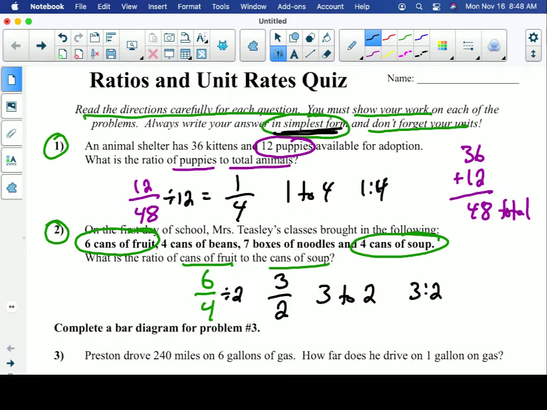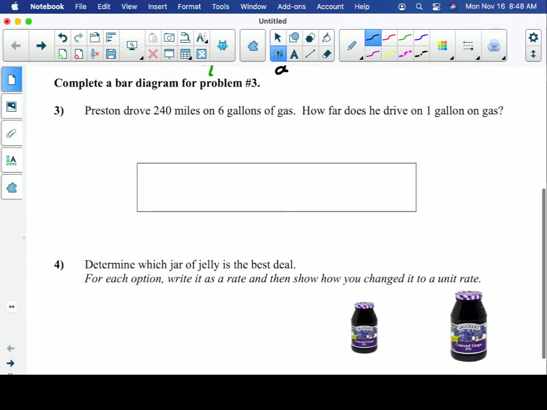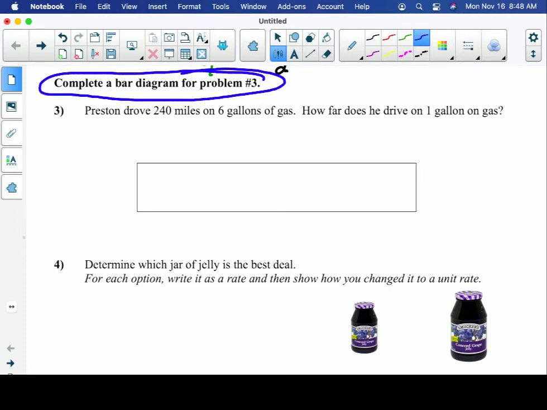All right. So, scrolling down our page here. Question number 3. And here's the big part. And it was the exact same directions on our review. It was the same directions when we practiced them in class. I even drew the bar right there on the page for you. But it says, complete a bar diagram.